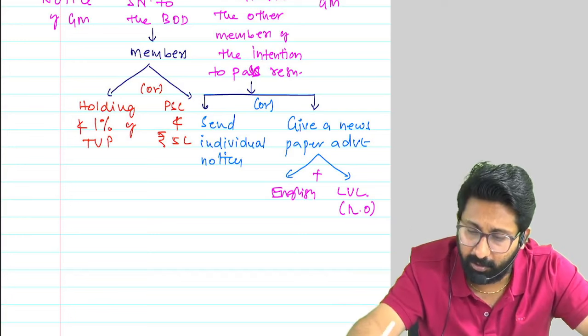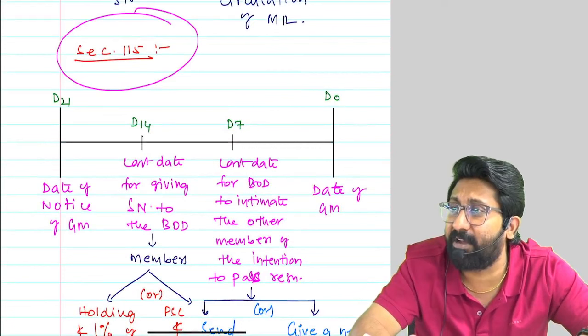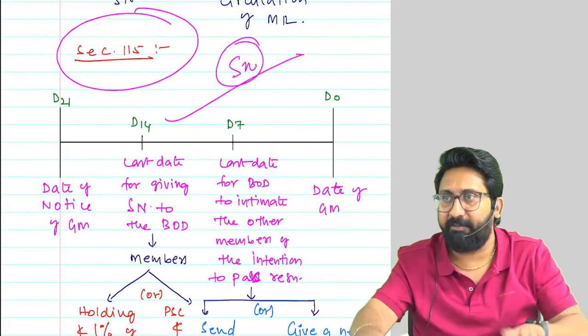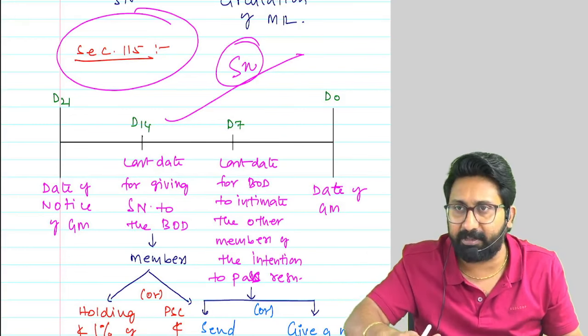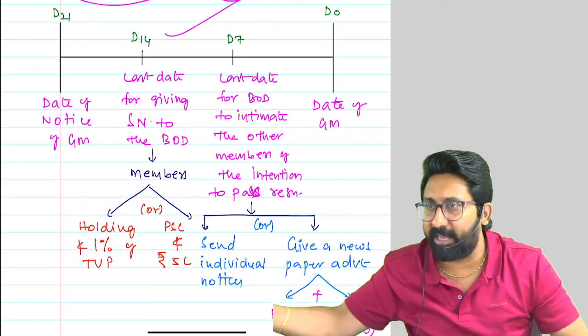Completed? Okay. First, tell me everyone, did you understand section 115 clearly? Yes, sir. With the special notice concept also completed. This is section 115. Along with the rules, I said everything. After going home, if you read as it is, you will find it there.